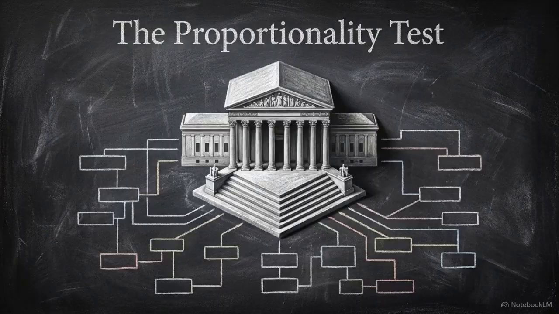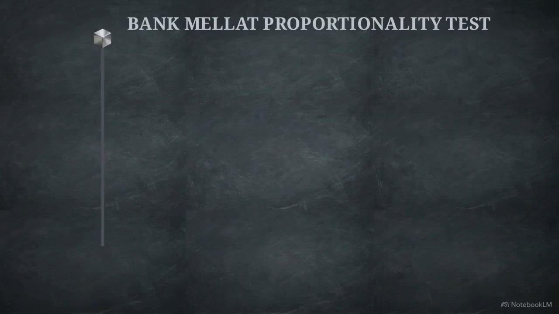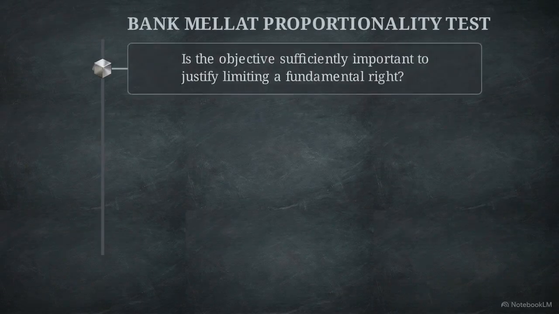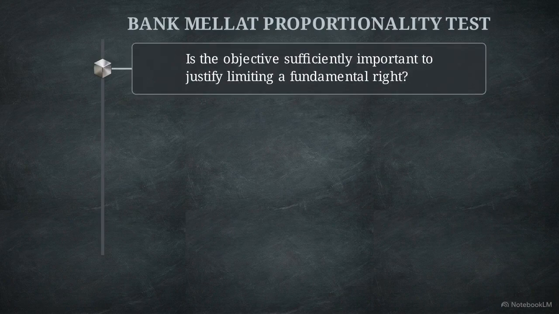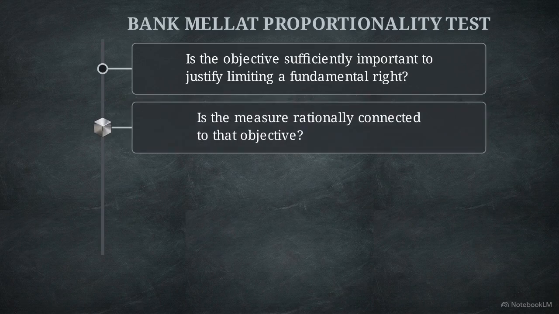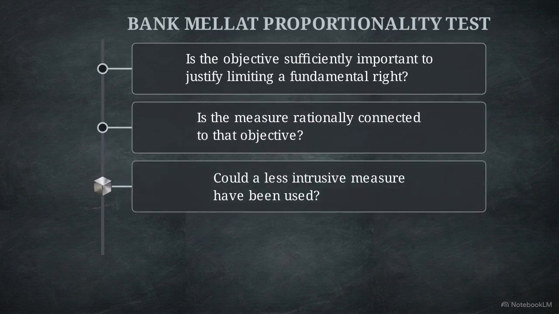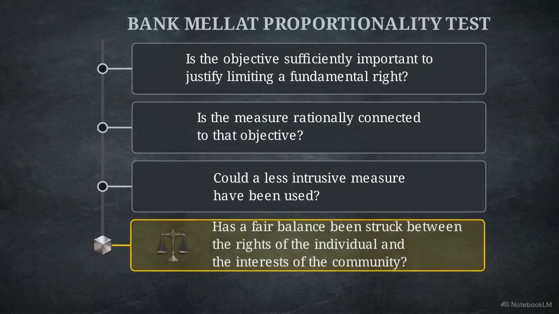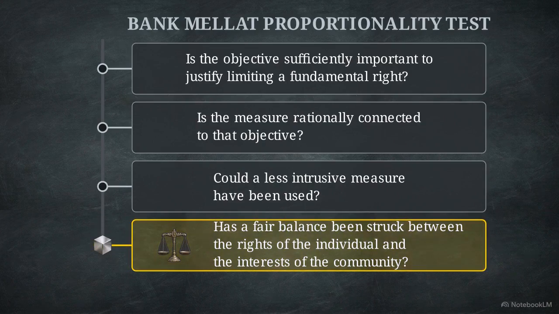test. The definitive framework for modern proportionality analysis in the UK was established by the Supreme Court in the 2013 Bank Mellat case. Bank Mellat requires the court to ask four specific questions. First, is the objective sufficiently important to justify limiting a fundamental right? Second, is the measure rationally connected to that objective? Third, could a less intrusive measure have been used? And finally, has a fair balance been struck between the rights of the individual and the interests of the community?